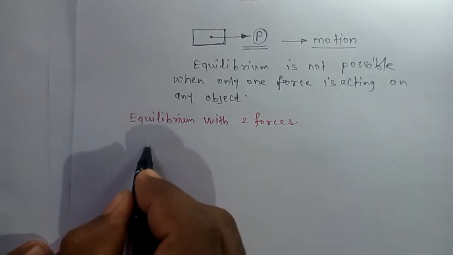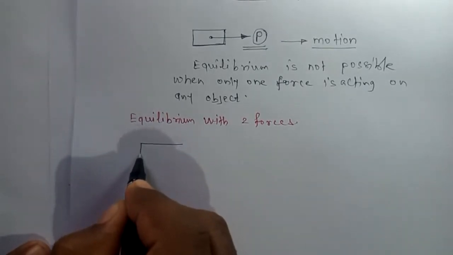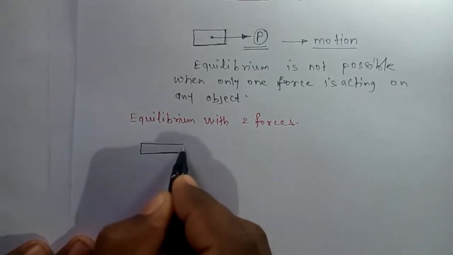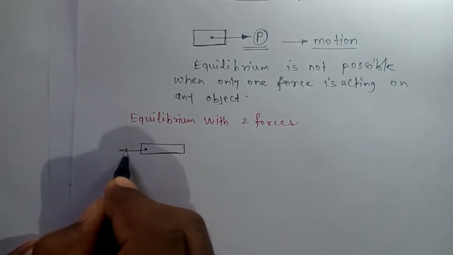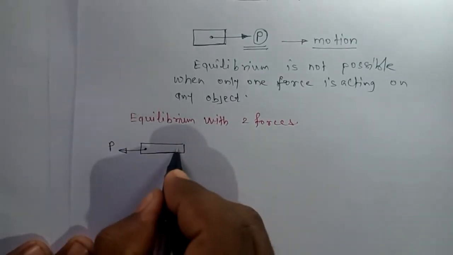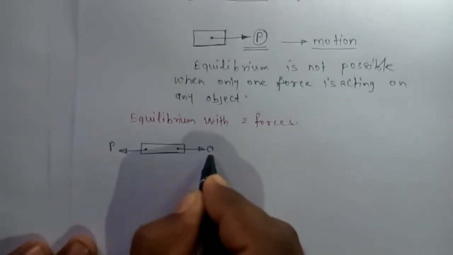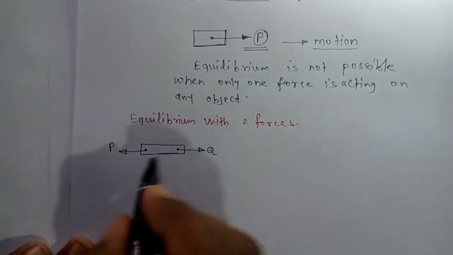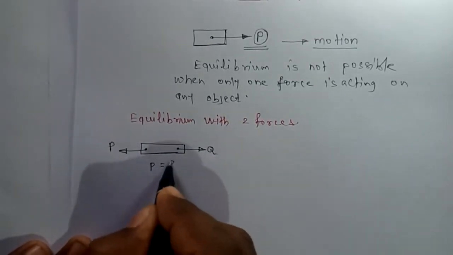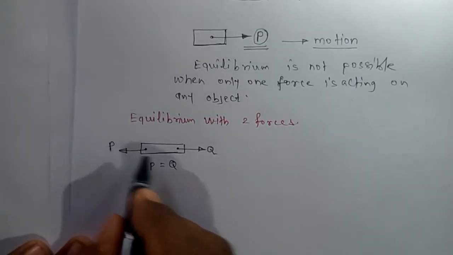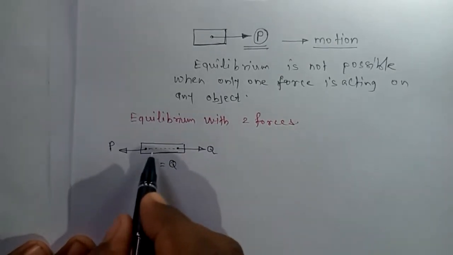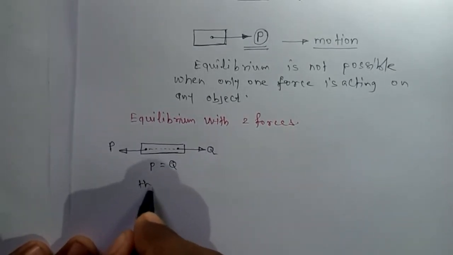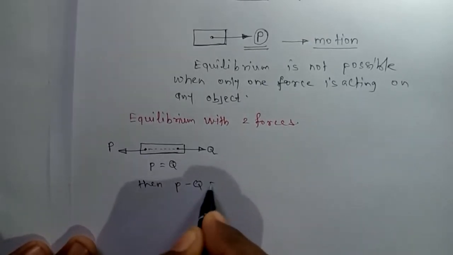Consider the two diagrams shown over here. Two objects are shown over here, and on both the objects there are two forces acting. Let us consider this first object on which force P is acting towards the left side, and force Q is also acting towards the right side, and one condition is given that P is equal to Q. Now if P and Q are equal forces, the magnitude of P and Q is same and direction is exactly opposite, then P minus Q becomes 0.